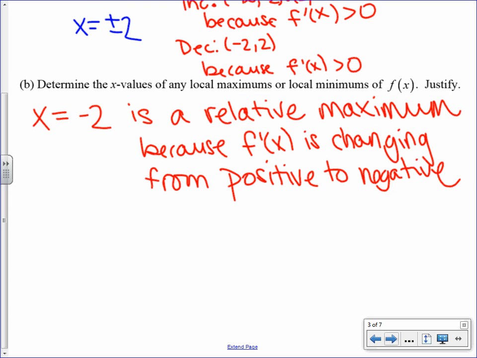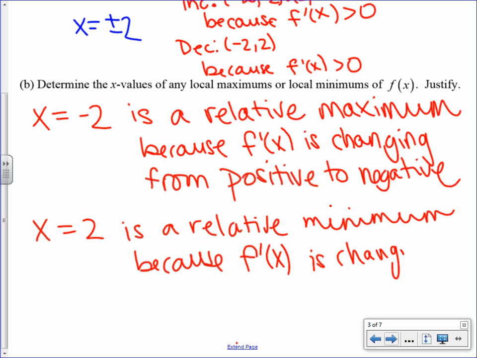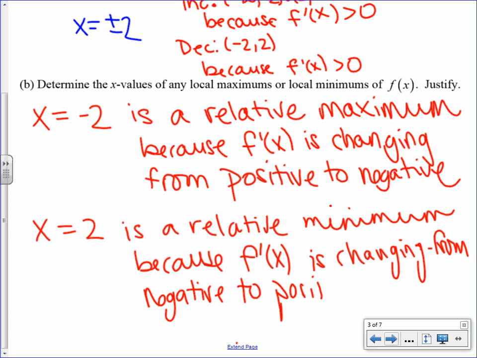That is exactly what's happening. So x equals 2 is a relative minimum because f prime of x is changing from negative to positive. Yes, that's it. That's the only thing.